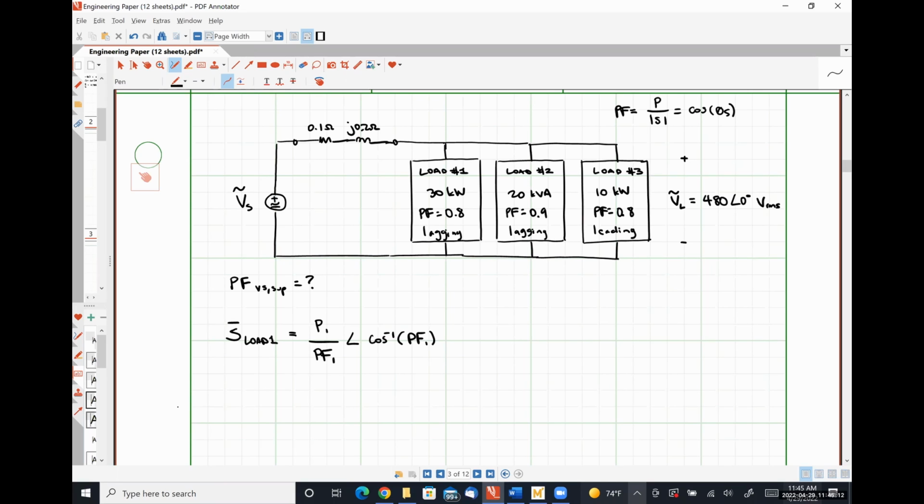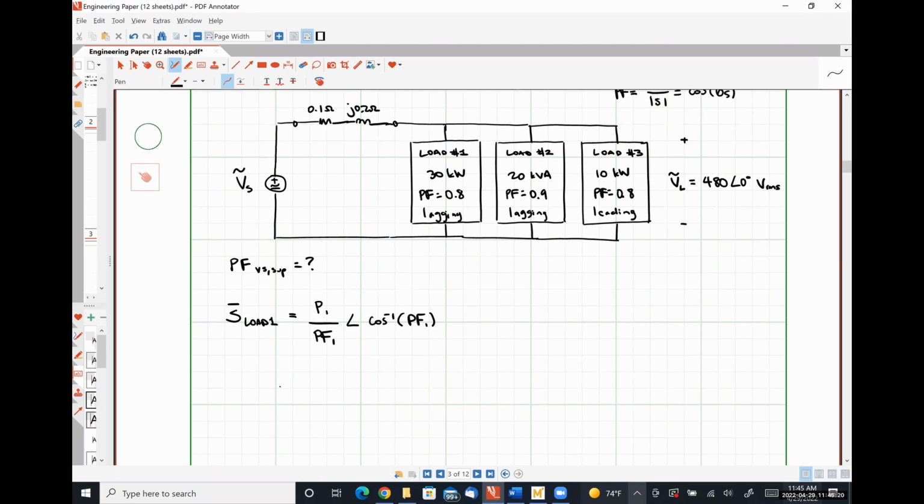So yeah, we're going to wind up getting units of kVA out of this. Okay. So if we plug in our numbers here, our average power is 30 kilowatts. We divide by 0.8, and then we have an angle of inverse cosine 0.8. And so this is going to look like 30 over 0.8 angle inverse cosine 0.8.